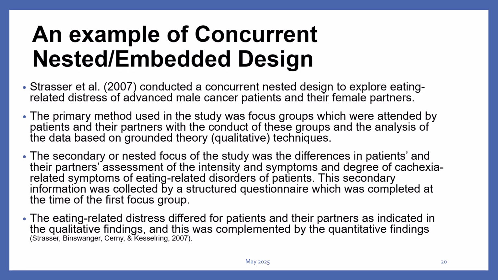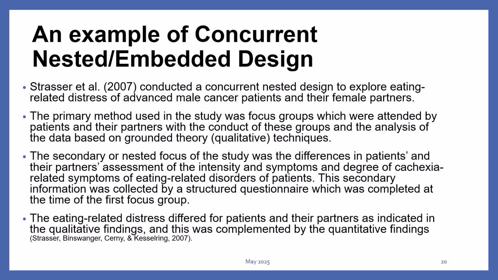So as you can see, we have primary method and secondary method. Primary method addressed a particular aim or a particular objective or a particular research question. The second phase or the second component is to address another question. So it was nested or embedded within the first method or within the primary method.